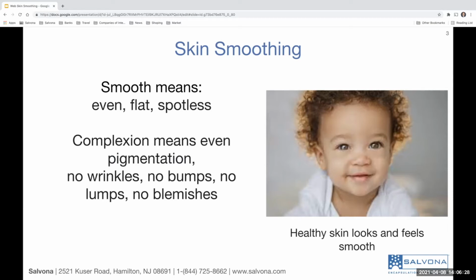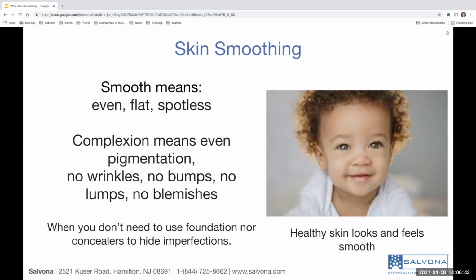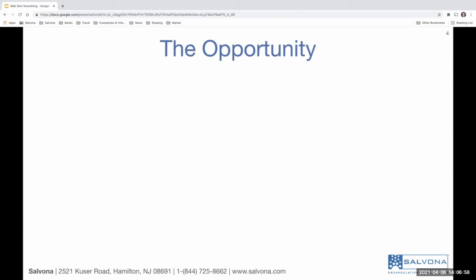So this is the definition, and this is where we identify where we need to give a treatment for skin smoothing: anything of these issues relating to skin smoothing. In other words, in many people's minds, skin smoothing is the situation when you don't need to wear any kind of foundation, no concealers, you don't have to hide any imperfections. So this is skin smoothing. So how do we go there? What is our specific opportunity? How do we see this effect in real life?